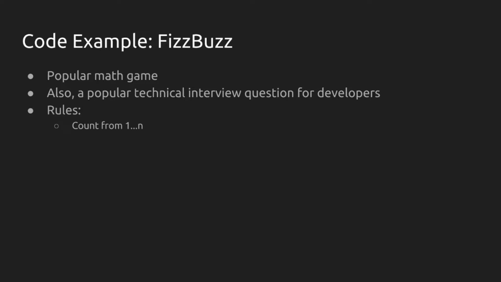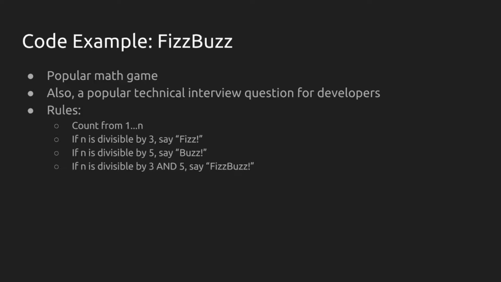Usually in classes, you all sit in a circle and just kind of count around until somebody messes up, and then they're out, then we start again. If n, whatever that number is, is divisible by 3, you say fizz instead of the number. If n is divisible by 5, you say buzz instead of the number. And if n is divisible by 3 and 5, you say fizzbuzz.